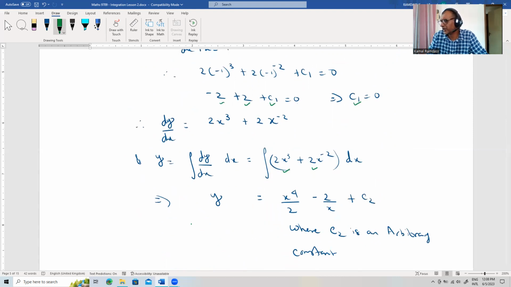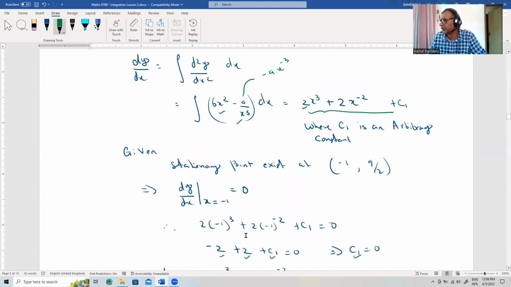Et là, je increase the power by 1. X cubed in x4 divided by 4. 2 over 4 in 1 over 2. Ici, x to the power minus 2 in x to the power minus 1. Je divide by minus 1, il vient minus 2, plus de C2. C2 is an arbitrary constant.